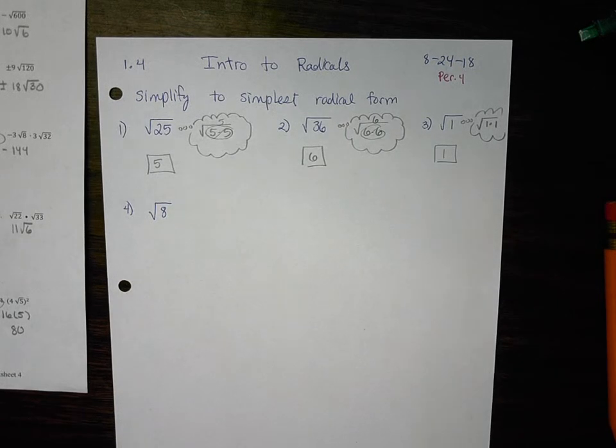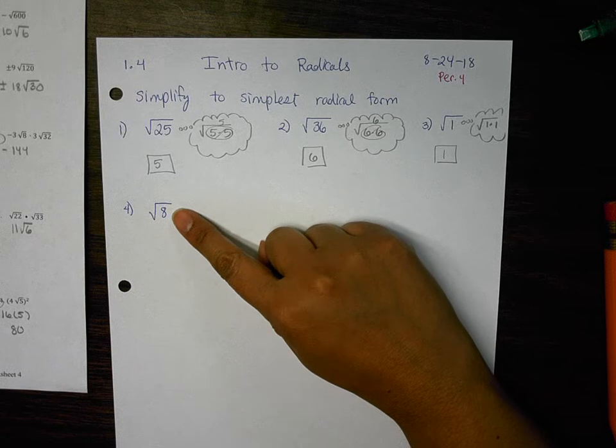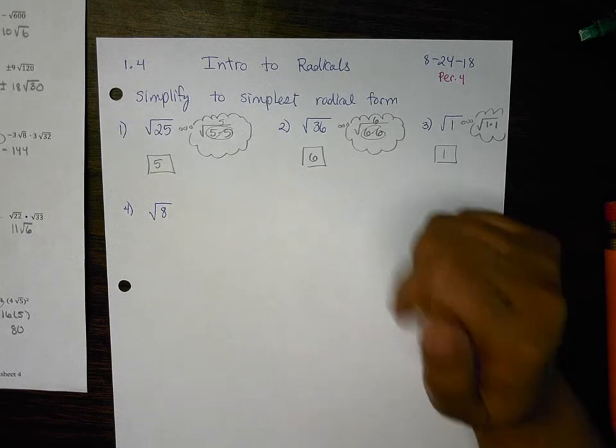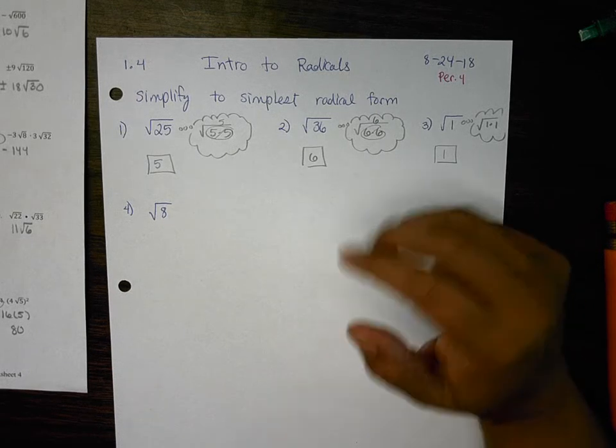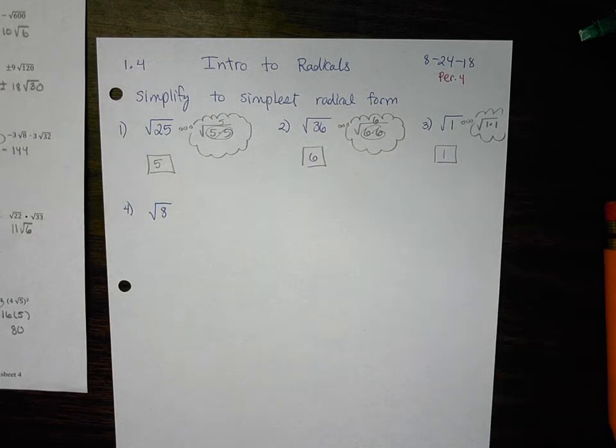Is 8 a perfect square? No. 8 divided by 2 is 4, but is 4 times 4 equal to 8? Is 3 times 3 equal to 8? Is 8 a perfect square? No. So here is the new part.